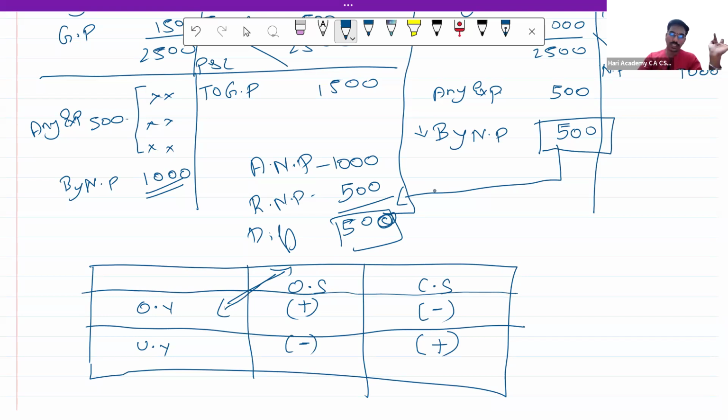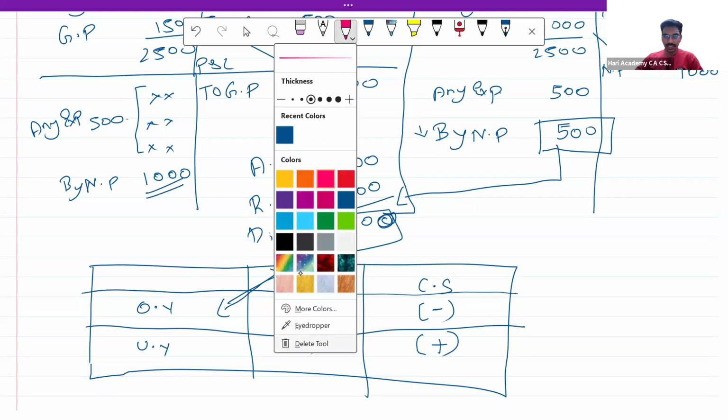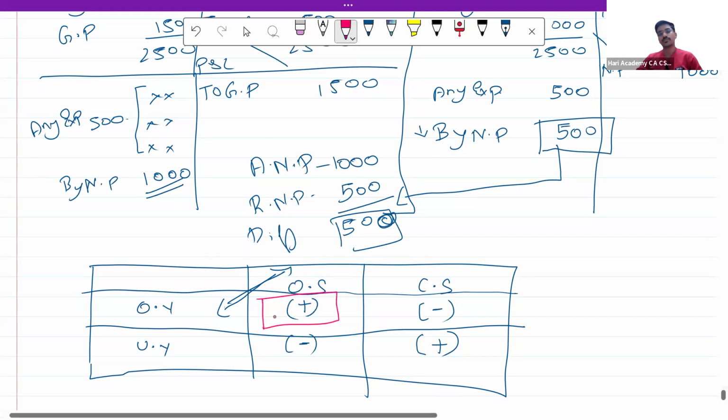So if overvaluation of opening stock is to be added, then undervaluation of opening stock is to be subtracted. If overvaluation of opening stock is to be added, overvaluation of closing stock is to be subtracted. If overvaluation of closing stock is to be subtracted, undervaluation of closing stock is to be added. That's it. If you remember only this one point, that should do the job for you. All the other things will fall in place automatically.